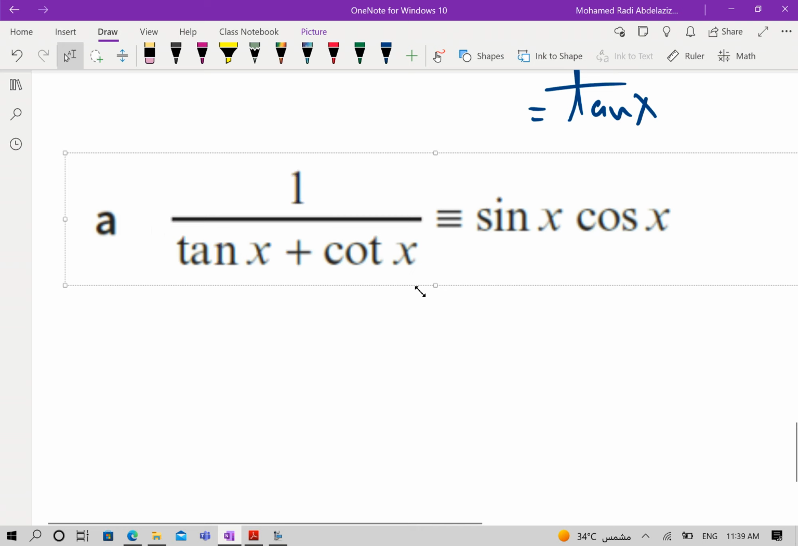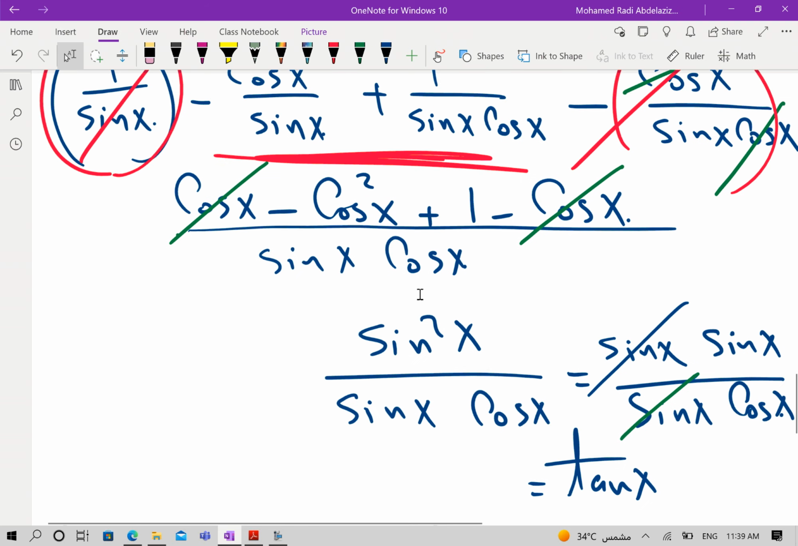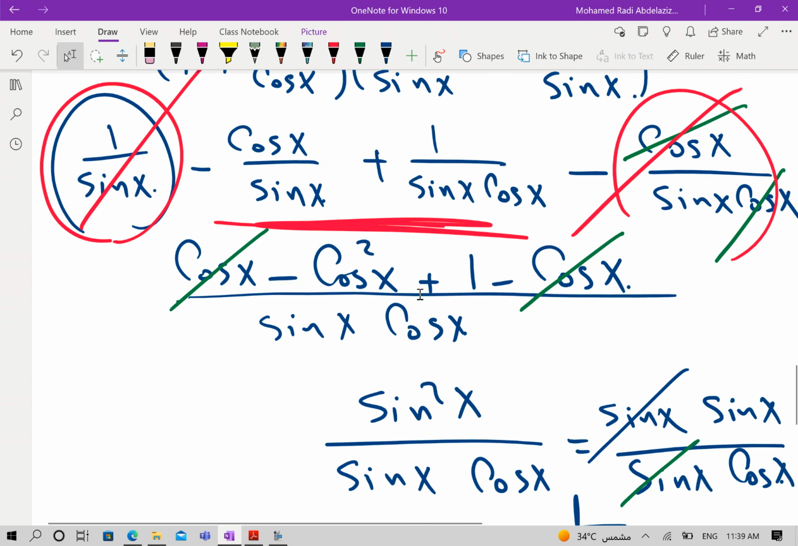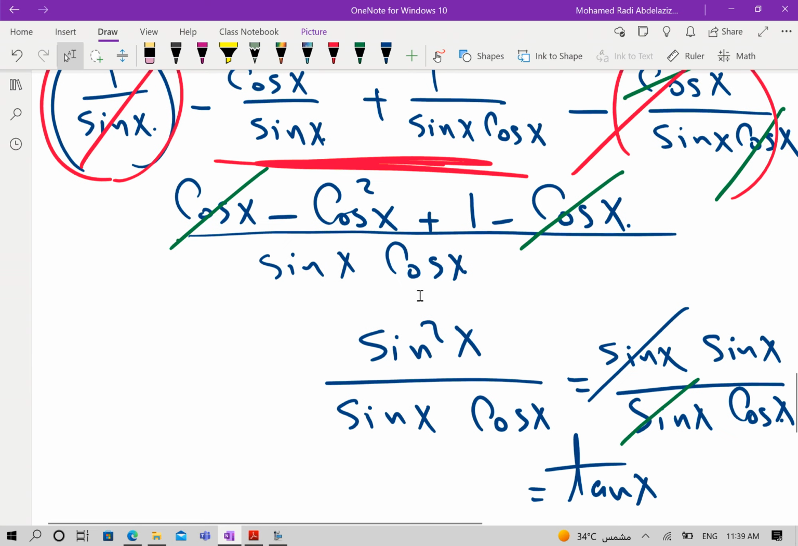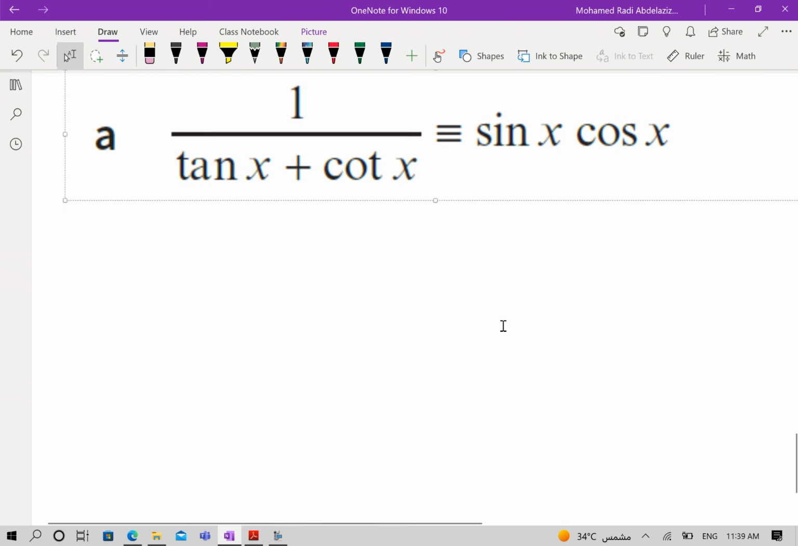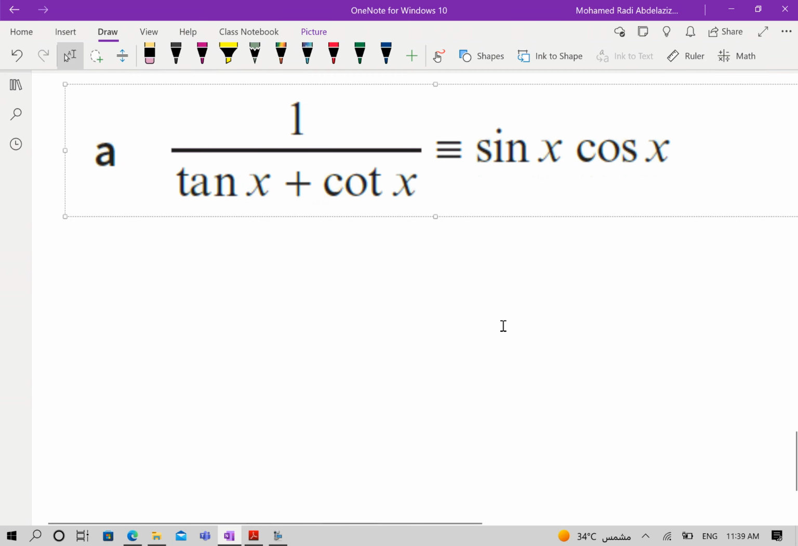Prove that. Yalla, guys. Prove part A. Prove left hand side to be right side. Waiting 3 minutes. If you finish, raise your hand.